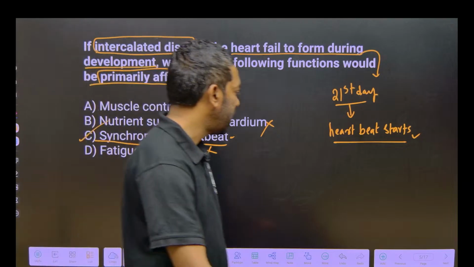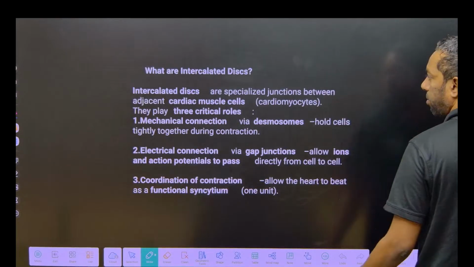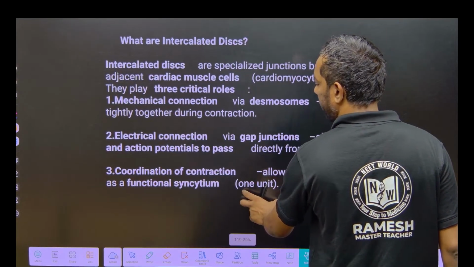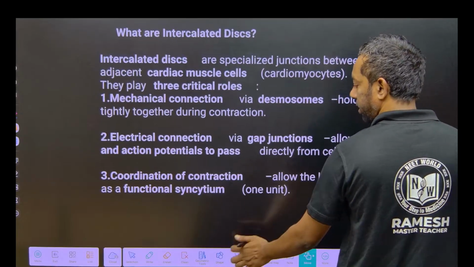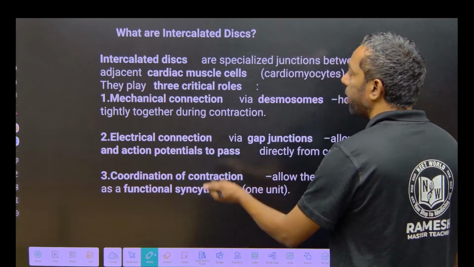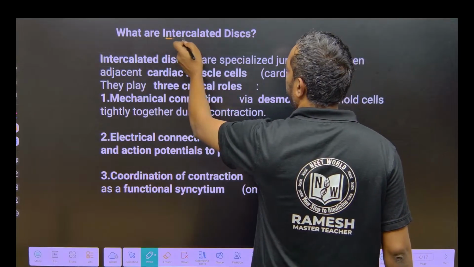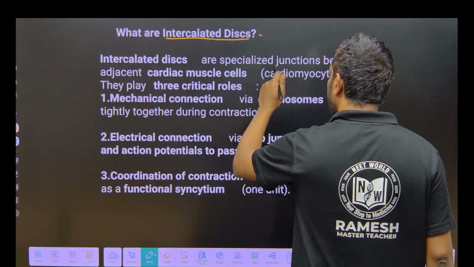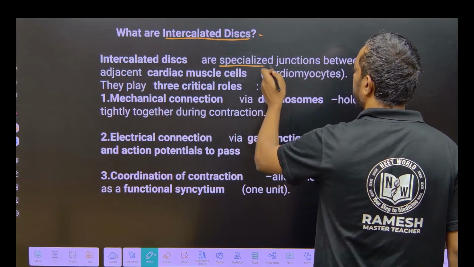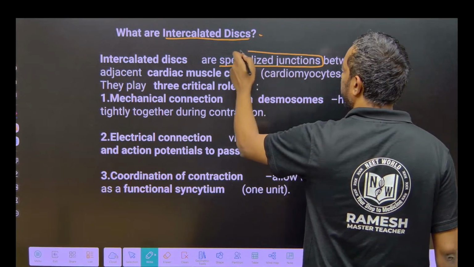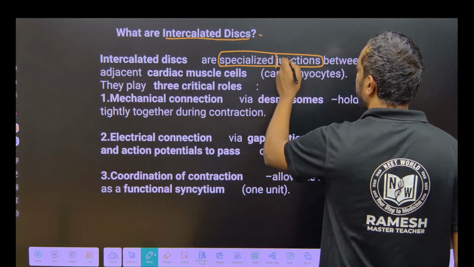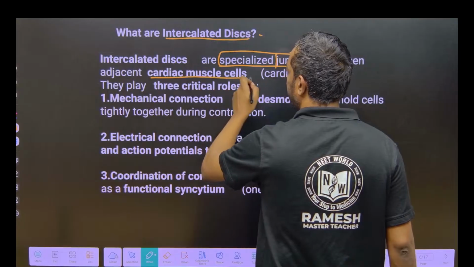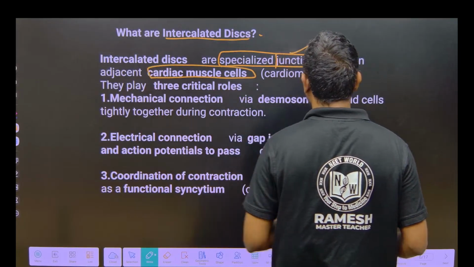Okay, I am going to explain what cardiac muscle is and what the functions of intercalated discs are. Intercalated discs are specialized junctions. The keyword is junction, between the adjacent cardiac muscle cells.